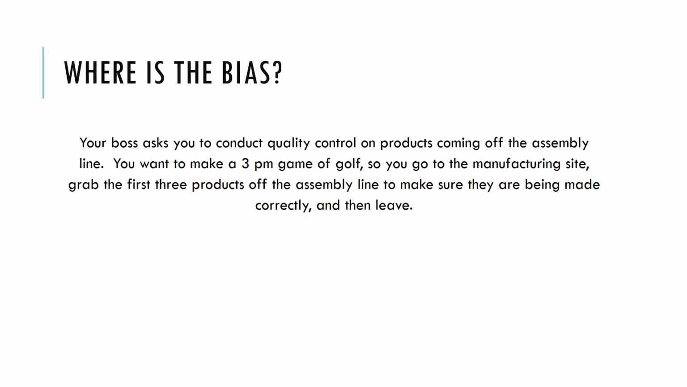Let's look at this last example. It says, your boss asks you to conduct quality control on products coming off the assembly line. You want to make a 3 p.m. game of golf, so you go to the manufacturing site, grab the first 3 products off the assembly line to make sure they are being made correctly, and then leave.